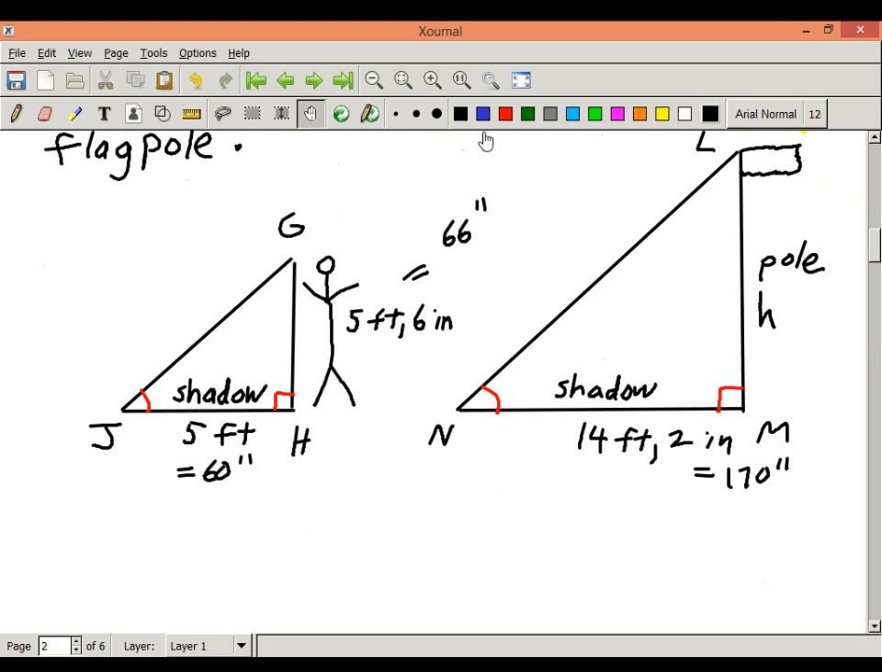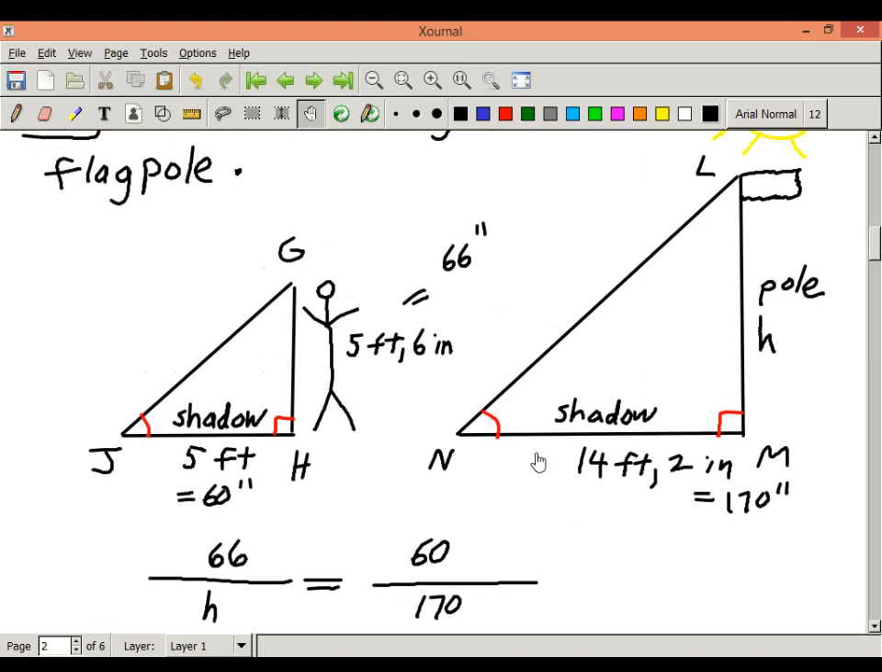So it's important that all the measurements are given in the same units when we go to write our proportion. When you write a proportion, we like to start with an empty proportion and fill out the spots. So corresponding sides would be the 66-inch figure, so 66, over the height of the flagpole, so that's h, that's what we don't know. So it's going to be equal to the 60-inch shadow over the 170-inch shadow. So when we solve this proportion, we're going to have the height of the flagpole in inches, and then we can change it back to feet and inches if we want.